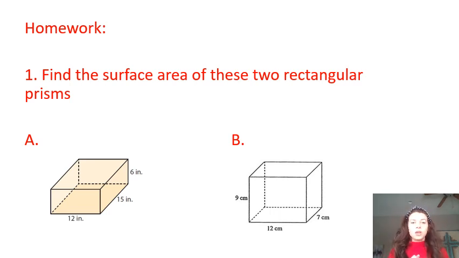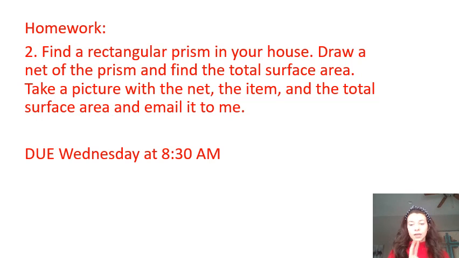Now, you can submit this to me in an email, or you can submit this to me in an Edmodo message. You can just drop those numbers in an email. Might be the easiest way and the most sure way, because Edmodo's just had some problems lately. The second part of your homework, so you have those 2 problems to do. The second part, you're going to find a rectangular prism in your house. You're going to draw a net, and you're going to find the total surface area. To show me that you did this, okay, you're going to take a picture with the net, the item, and the total surface area, and you're going to email it to me.